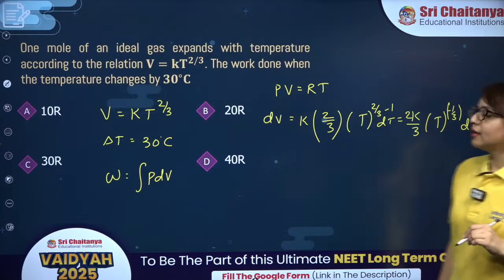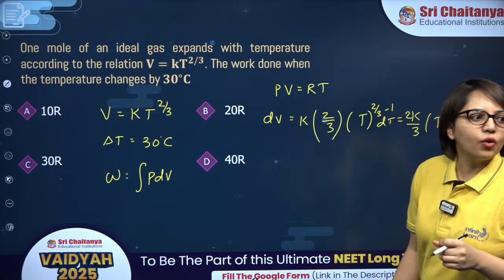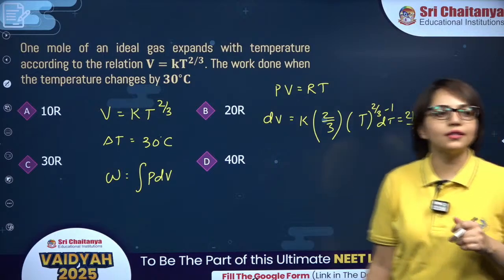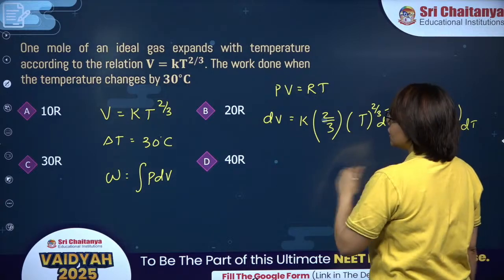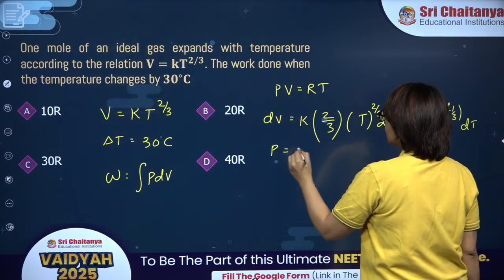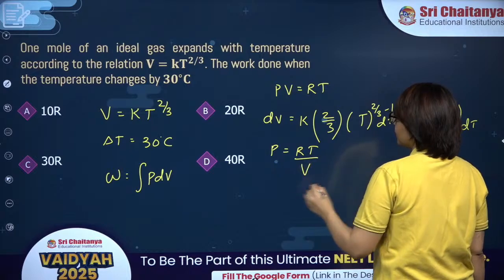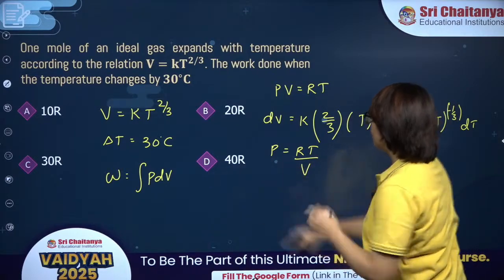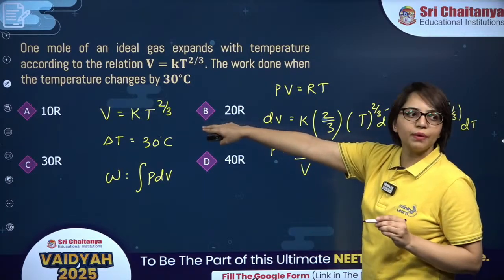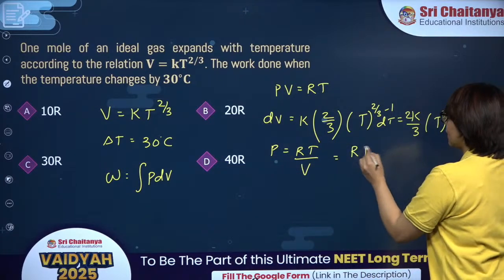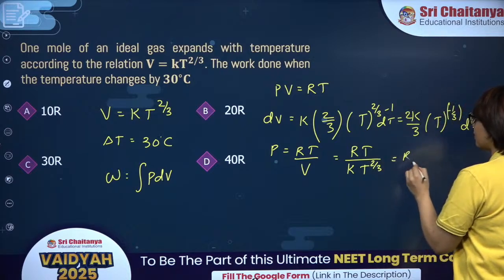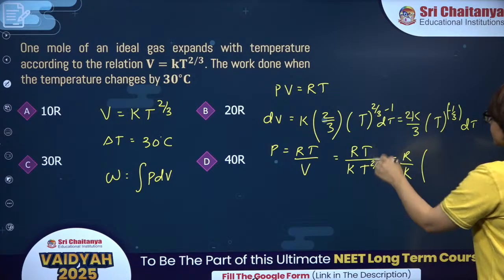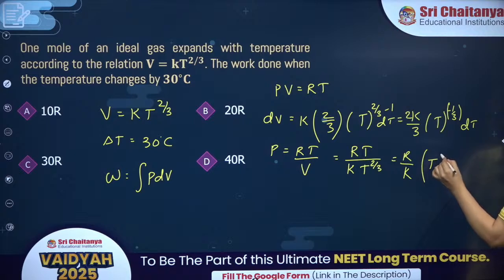Alright, let's try this question now. So we have the dV value this much, and pressure will be RT upon V. But V is K times T to the power 2 by 3, so it will be RT divided by K times T to the power 2 by 3, which is R by K times T to the power 1 minus 2 by 3, which is T to the power 1 by 3. Right?